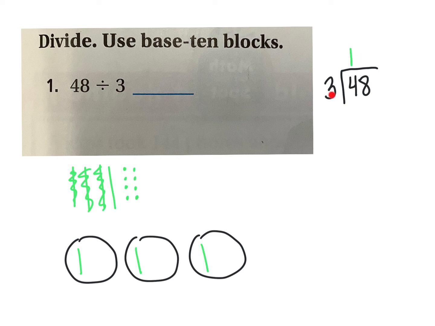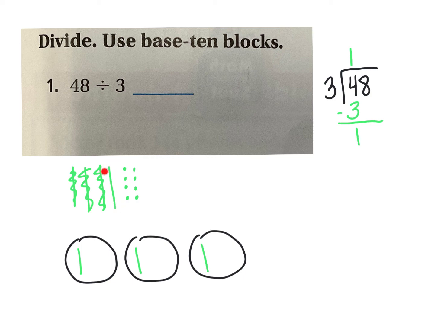1 times 3 is 3, right? So I passed out 3 of them. 1 times 3 is 3. I passed out 3 10s. How many 10s were left? 4 minus 3 is 1. I had 1 10 left over here, right?